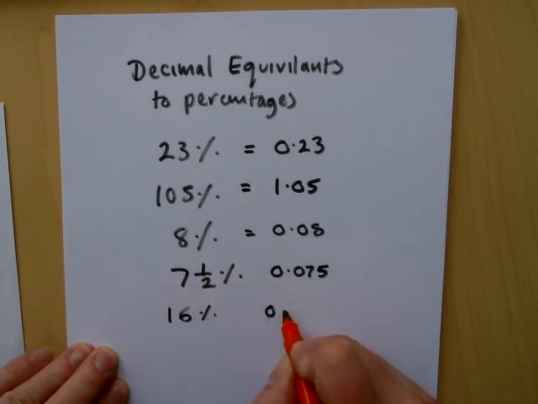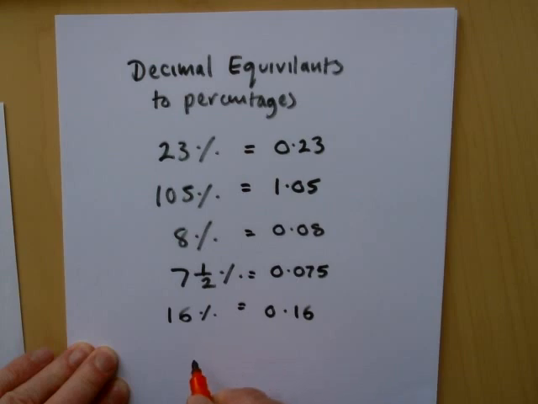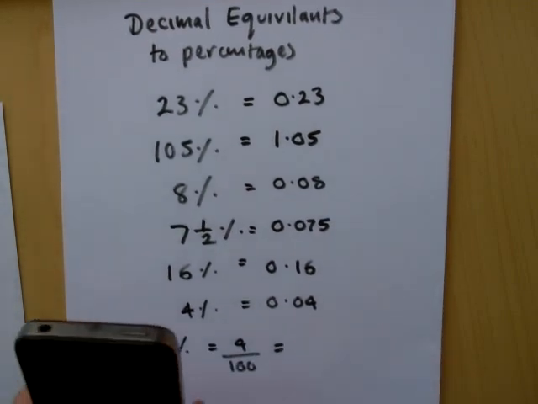So just a couple more then. 16%, 0.16. That's 4%, 0.04. Now, if you don't know how to do this, and you can use a calculator, the way to do 4% is to say it's 4 divided by 100, and I'll show you now what you'll get if you do that on your calculator.